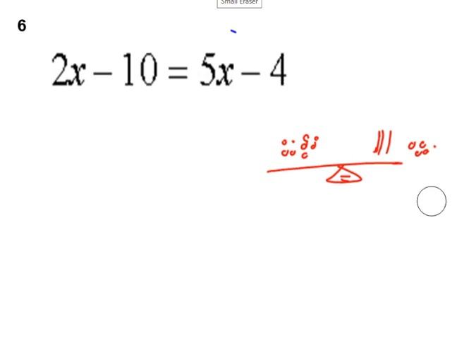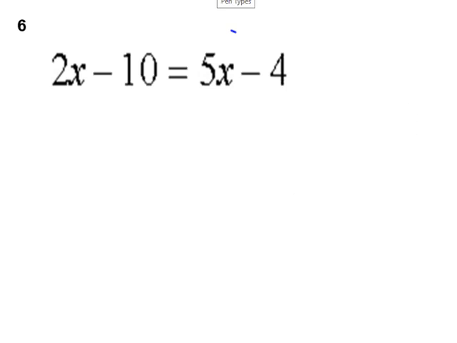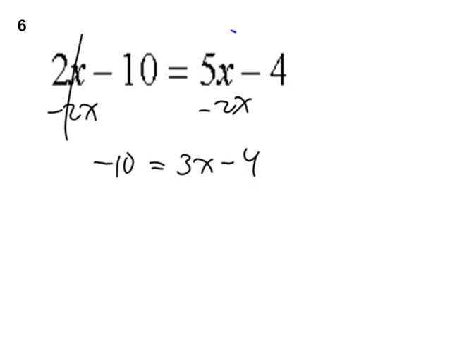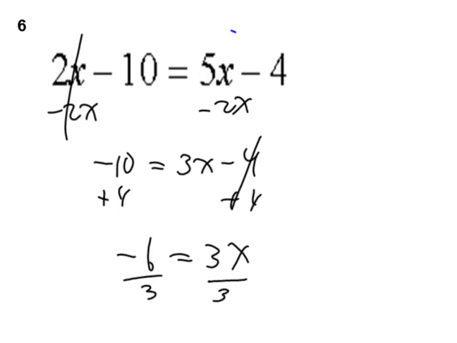Okay? And essentially, that's what we're going to do here. We're going to remove 2 x's from both sides, because in doing so, that creates an algebraic zero pair. I get -10 is equal to 3x minus 4. And now we have a grade 8 question. I'm going to add 4 to both sides. I get 3x is equal to -6. Divide both sides by 3, and x will equal -2.